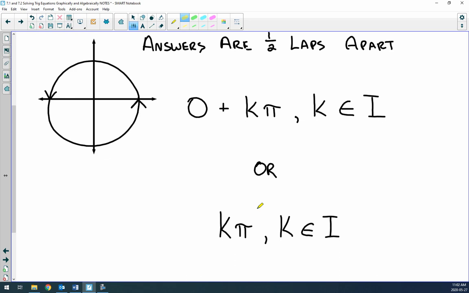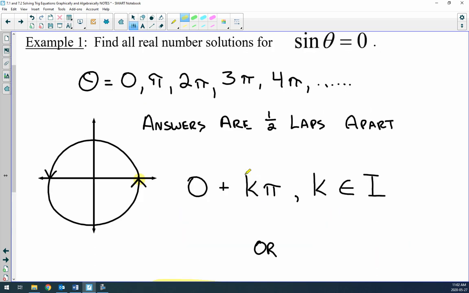Now let's just double check this. If k was 0, 0 times pi is 0. Yeah, that would be our starting point right there. What if k was 1? Then it'd be 1 times pi, so that would be just pi, which is halfway around. Perfect. What if k was 2? Yeah, 2 pi, so that would be all the way around, 3 pi, and then 4 pi. So this little general solution gives us the same answers as all our thetas up here. Just an easier way to write it.